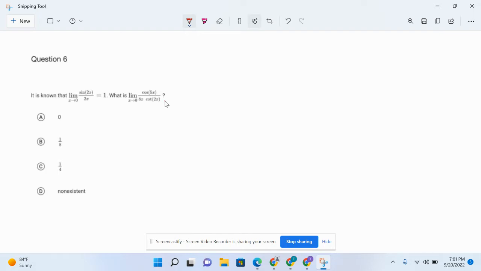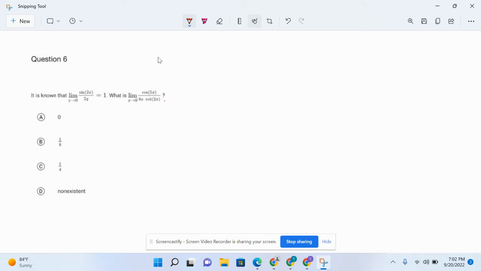But this isn't as bad as I made it out to be earlier today, because all you really need to do is play around with the definitions of these trig functions and do some rearranging so that you can end up with sine of 2x over 2x. Because if you have that as part of your problem, that particular part will just turn into 1. Bear with me here.